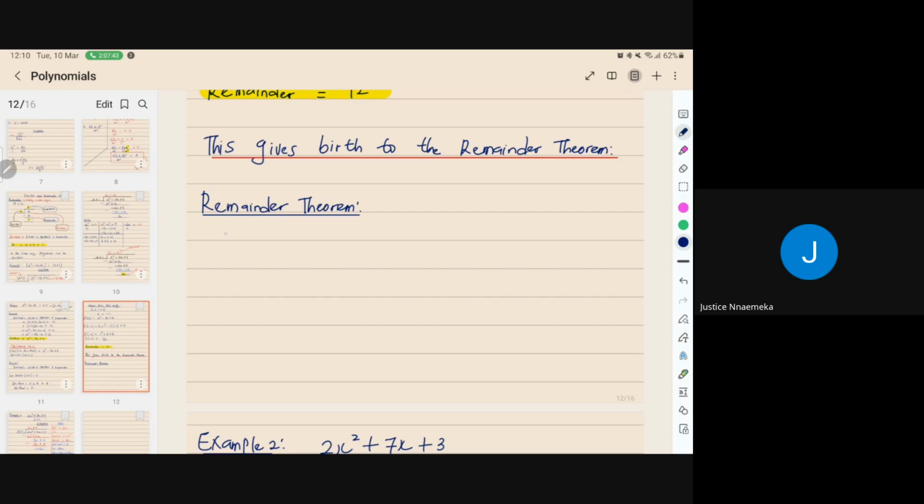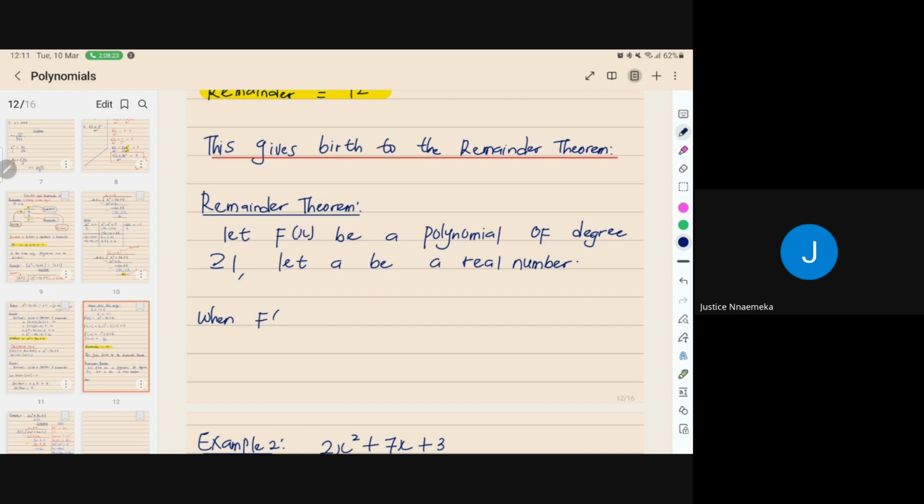The remainder theorem simply says: let f of x be a polynomial of degree greater than or equal to 1, and let a be a real number. When f of x is divided by x minus a, the remainder is equal to f of a.